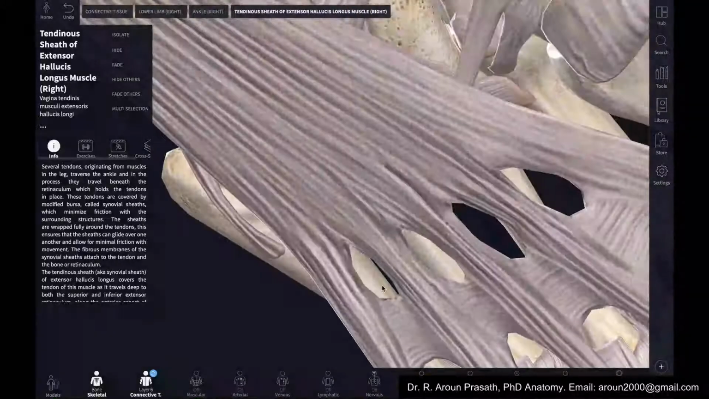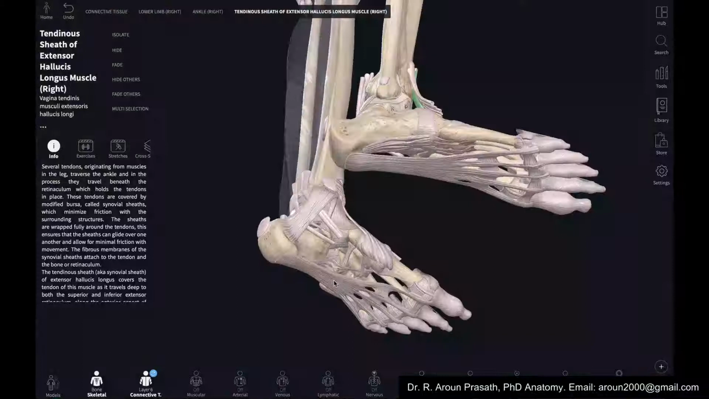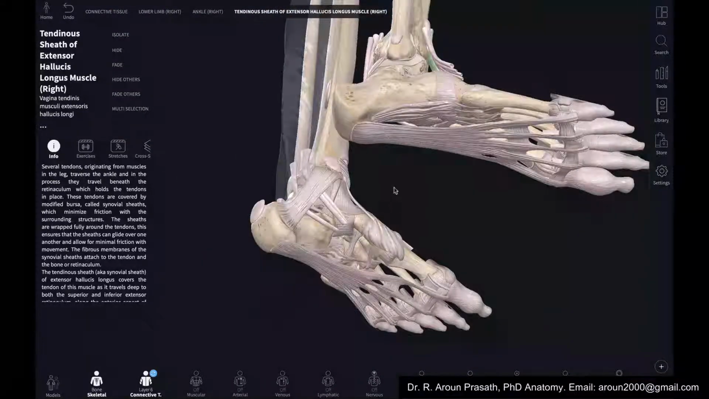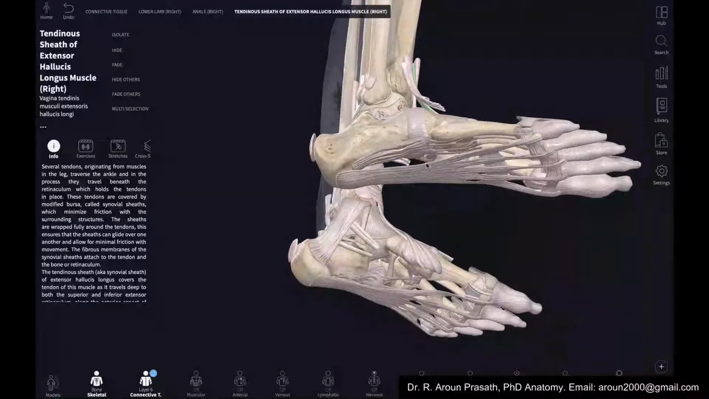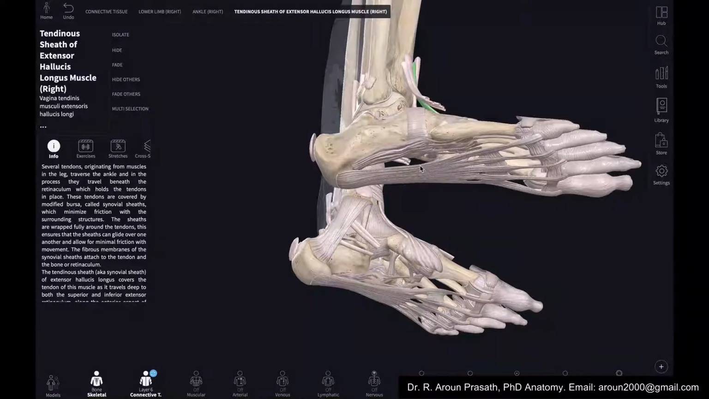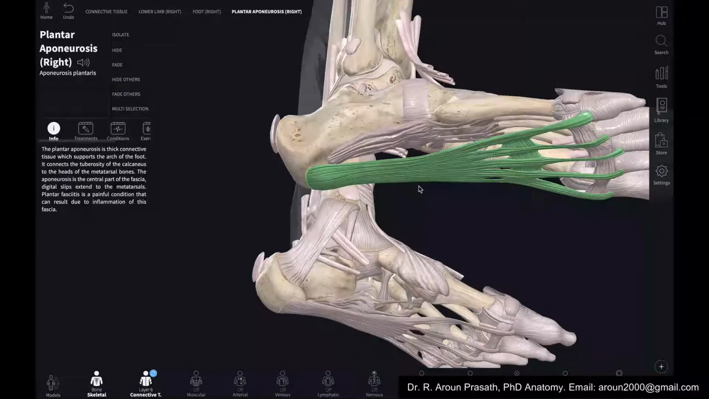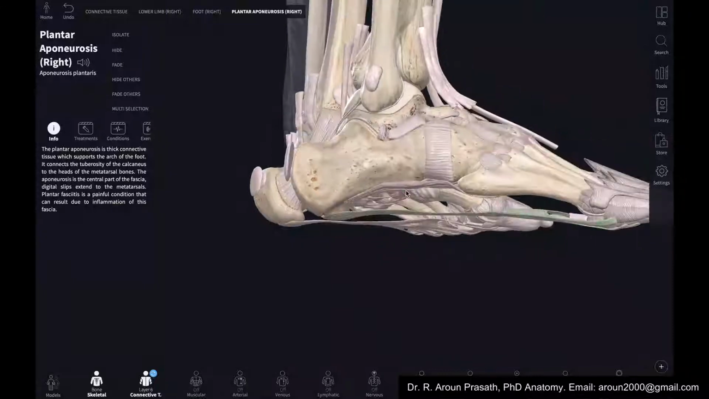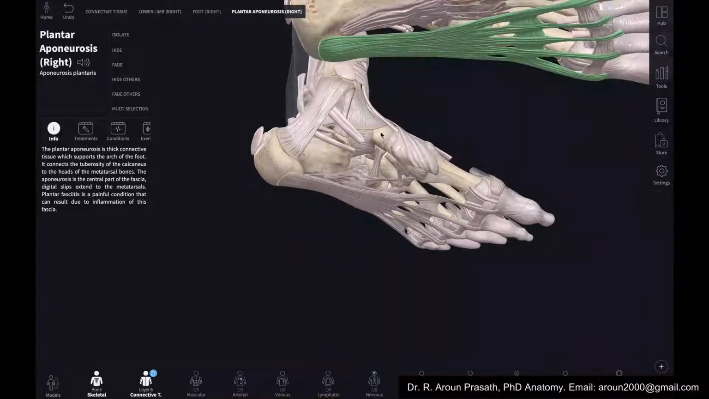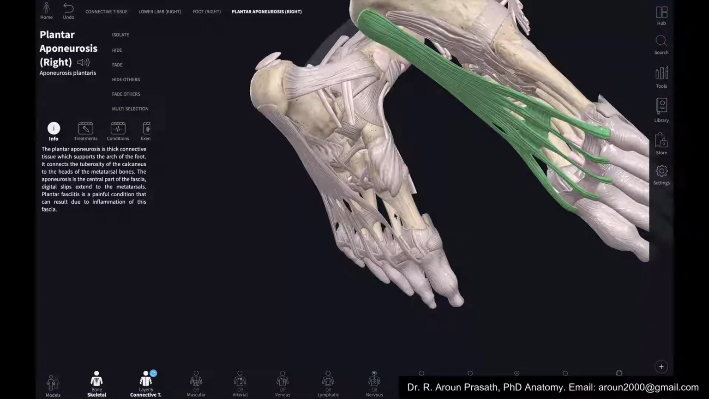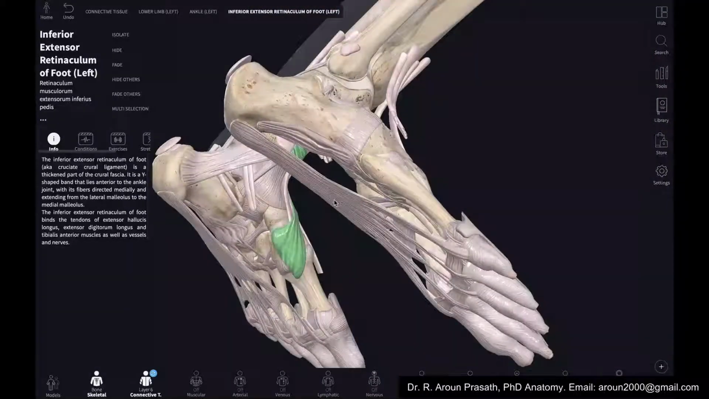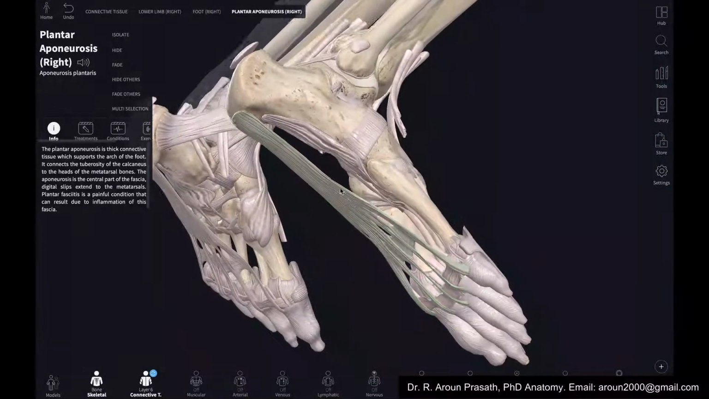Apart from this, there are various ligaments in the base of the foot, and this is the plantar aponeurosis. Okay, so this is prone to inflammation. The plantar aponeurosis is prone to any inflammation, and that is called plantar fasciitis.